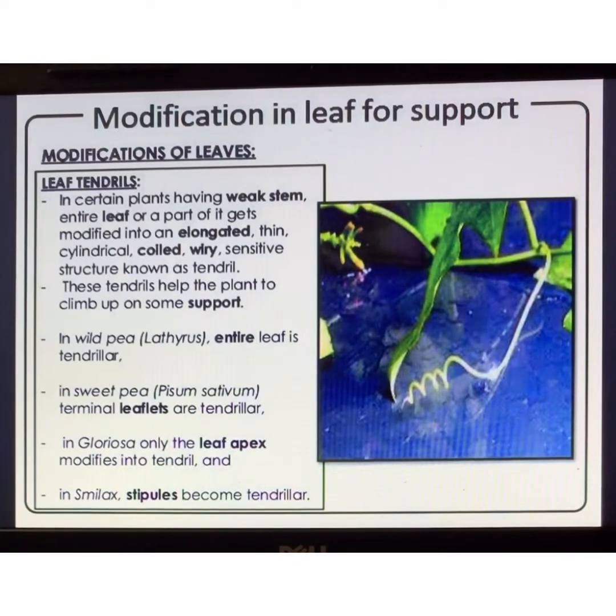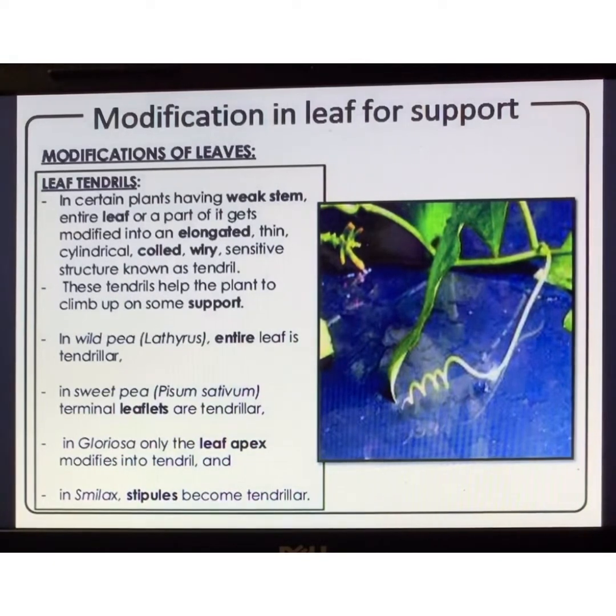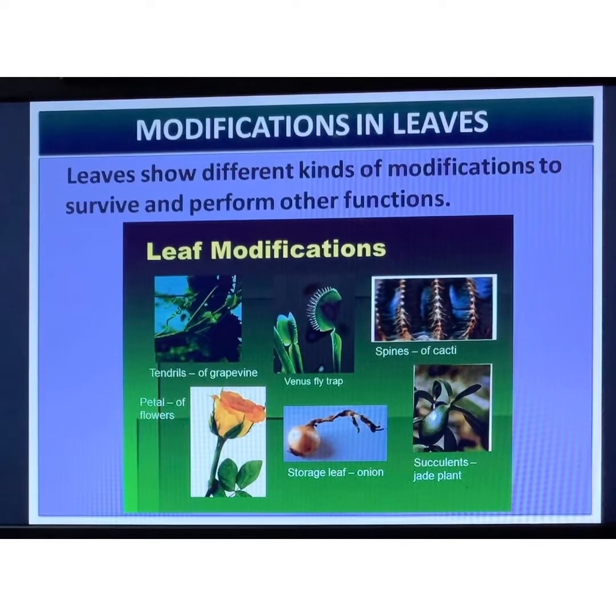In a wild pea, the entire leaf turns into a tendril. Whereas in sweet pea, the terminal leaflets are turning into tendrils. Terminal means at the end, at the apex of the plant, the highermost part of the plant. Whereas only one leaf apex in the case of gloriosa will modify into a tendril. And in some plants, the stipules turn into tendrils.